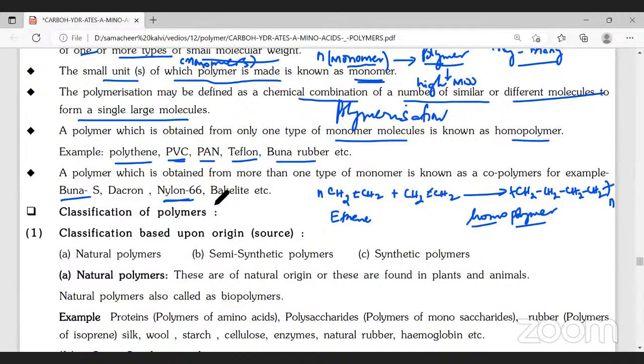Based on the monomer units, a homopolymer is a polymer made by a single monomer unit. A copolymer is a polymer made by different monomers.